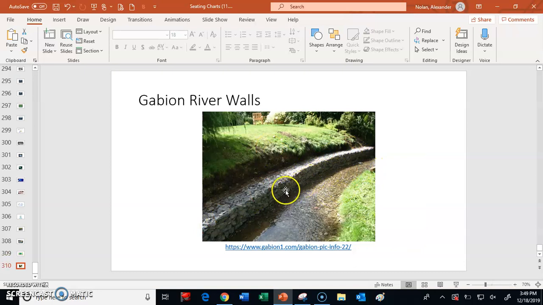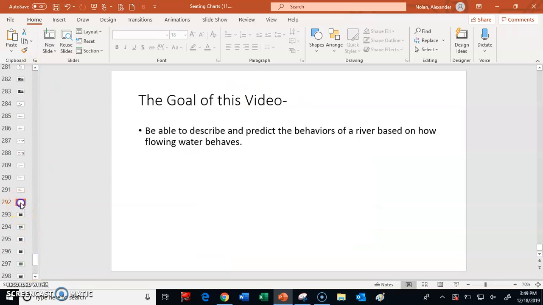It slows down the water, and now on the outside curve of that river, instead of getting erosion, you get deposition. And so you're more likely to protect your property if you build it right there. So we really could have gotten well into the weeds here, but I hope that you're now able to describe and predict the behaviors of a river based on how that water behaves.